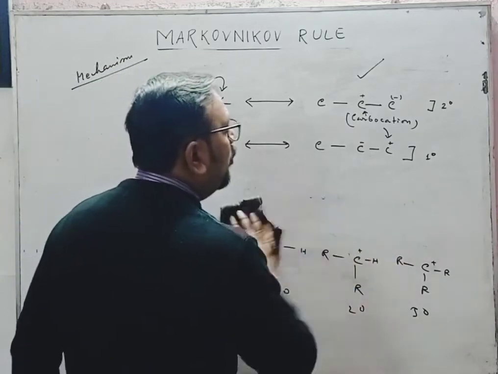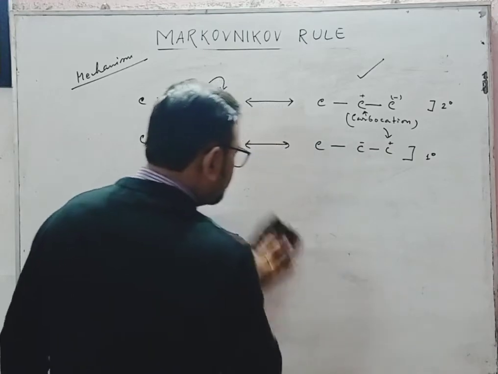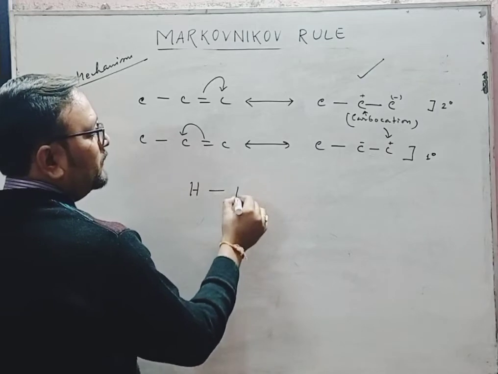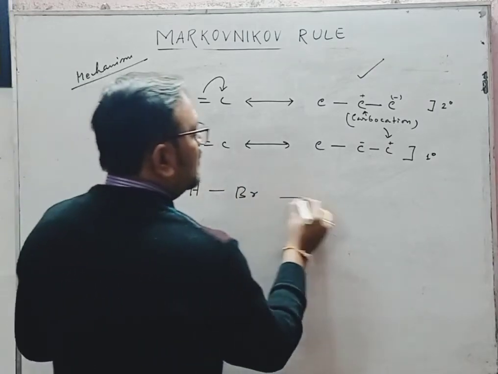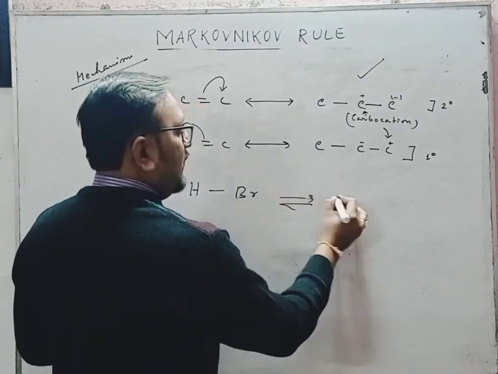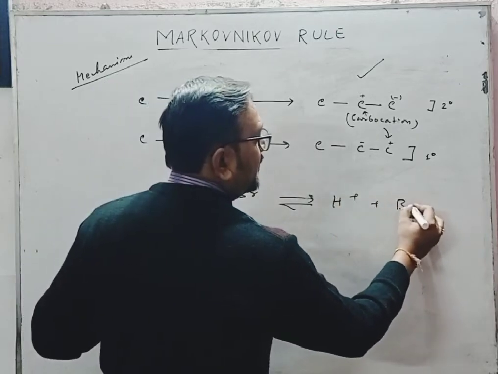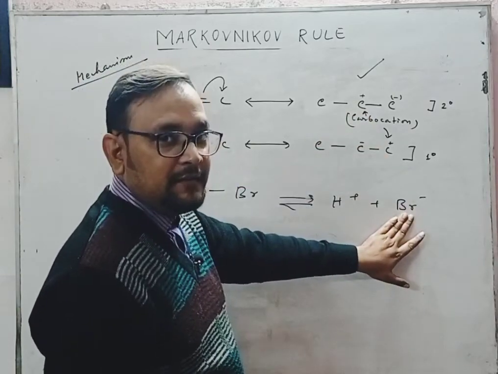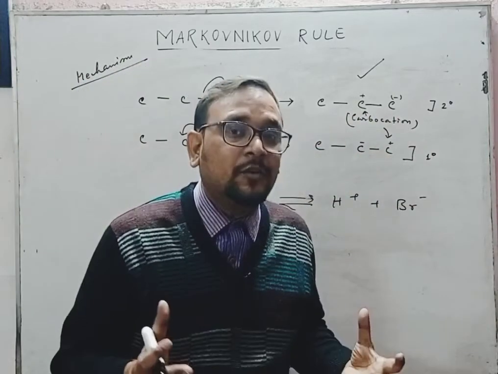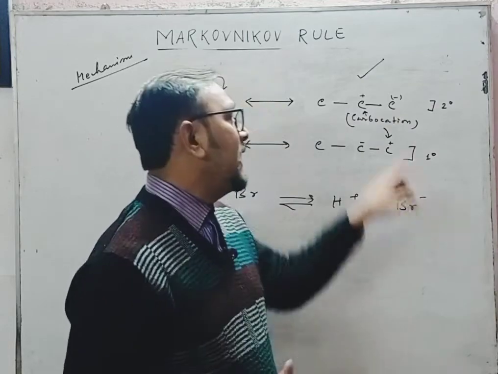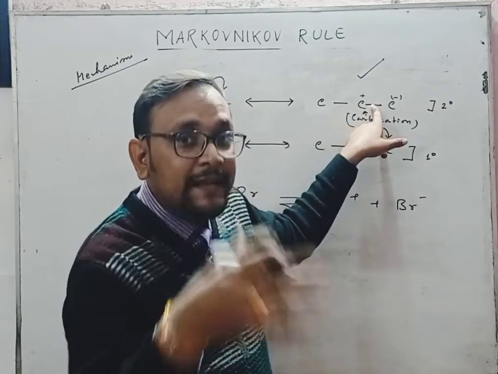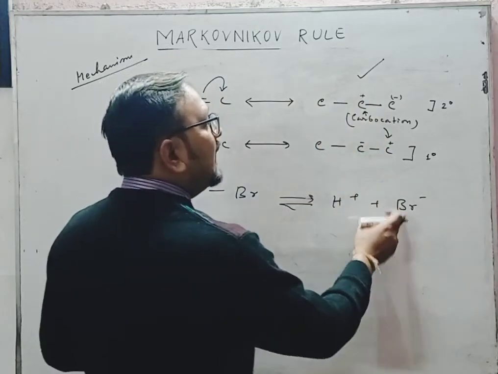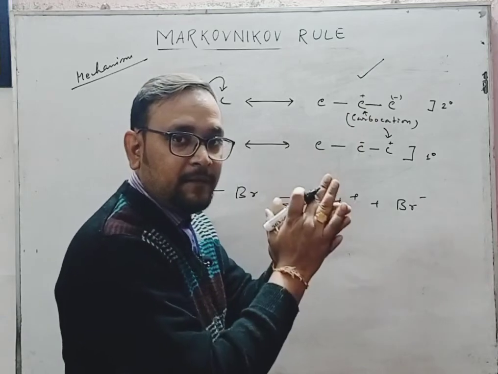Now, let me go to the addendum part. Okay. Now, what about the addendum? Suppose I am taking HBr over here. So, HBr, you see, I split it into H plus and Br minus, right? Now, Br minus is having excess of electron with a negative charge, right? And this C plus wants electron, because it is having a plus charge. So, obviously, this Br minus will attack to the carbocation.